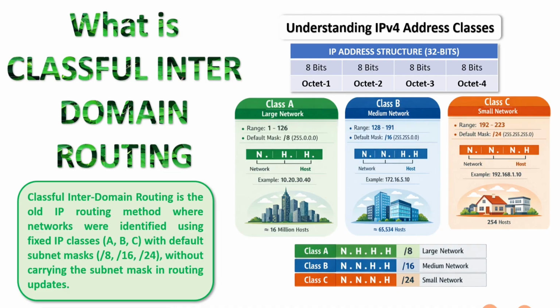So 254 usable hosts per network you are going to get if you use class C, but people are not using this much. So here you can see class A is for large networks. If you need to create a large network, you can go with class A. If you need a medium network, you can go with class B, and if you have a small network, you can go with class C, right? So this is what classful inter-domain routing is, you have to understand this.